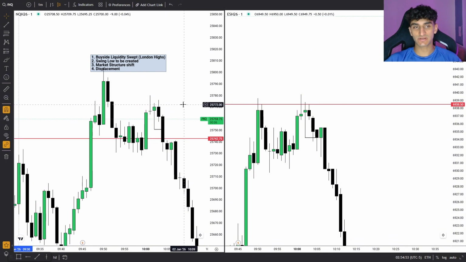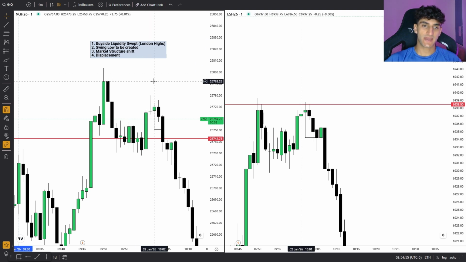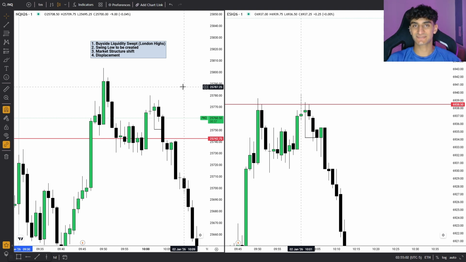Now a displacement is within that market structure shift, and essentially it's a big strong push to the downside in this scenario, which emphasizes to me and states that price is willing to seek lower levels.